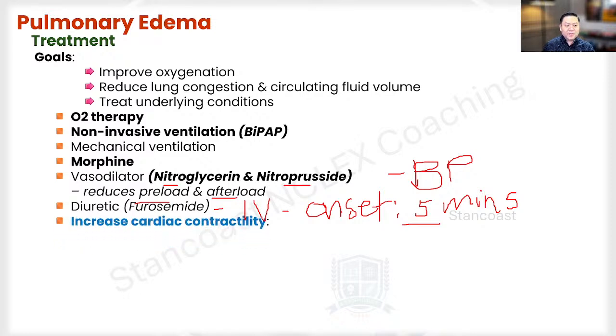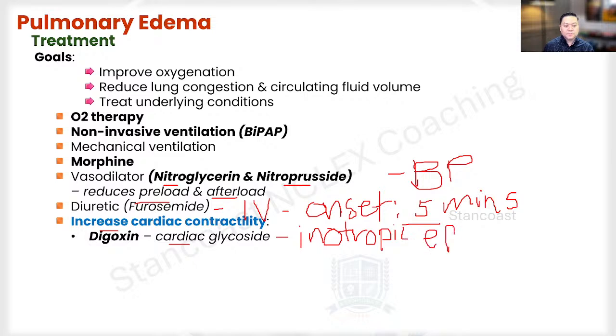Now we're going to talk about the increased cardiac contractility. What is this? Well, of course, this is pertaining to the use of the cardiac glycoside, right? We talked about that earlier, strengthening the muscle force, which we call the inotropic effect. So this is what we call the positive inotropic effect, meaning there is increased contractility of the heart muscle.